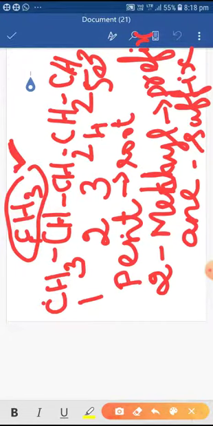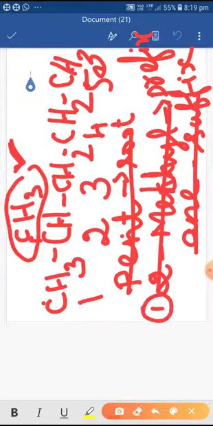How do we write the name of this compound? The formula is prefix plus root word plus suffix. First you write the prefix, next the root word, then the suffix. Here the prefix is 2-methyl, the root word is pent, and the suffix is "ane". So the second compound name is 2-methylpentane. First write the prefix, second the root word, third the suffix.